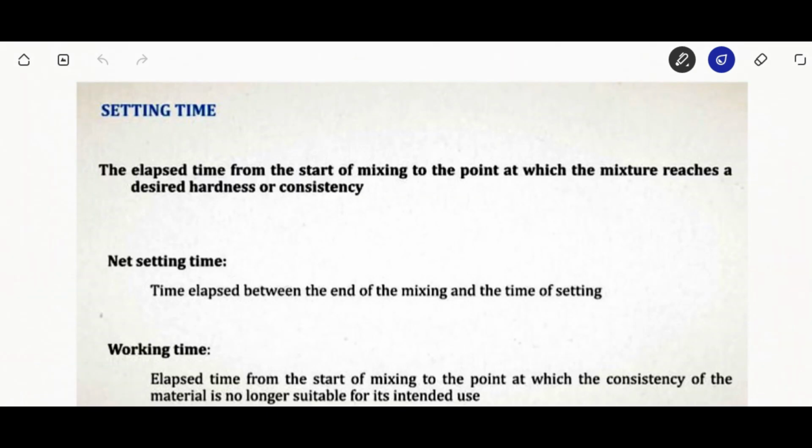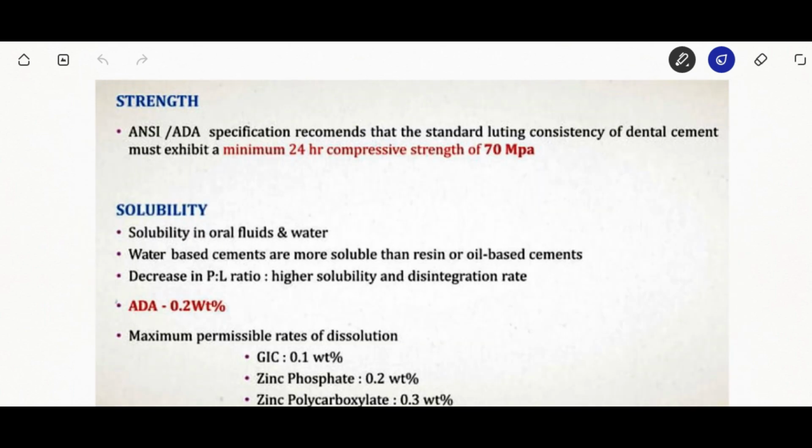Next important property is the strength. According to ADA specification, it recommends that the standard luting consistency of dental cement must exhibit a minimum 24-hour compressive strength of 70 MPa. Most cements are comparatively weaker when compared to the restorative materials like the amalgam and composite. So the strength will depend on the application. For example, a cement used as base under amalgam should have sufficient strength to withstand the condensation forces.